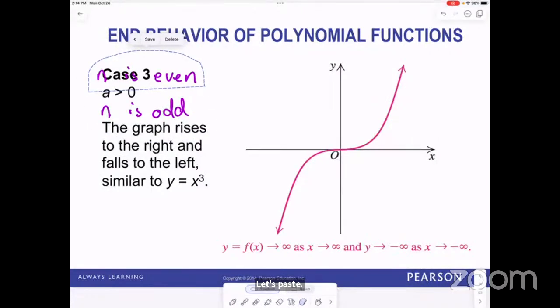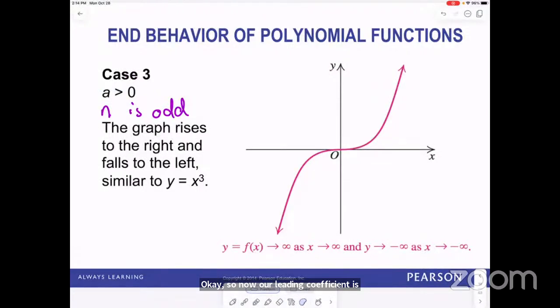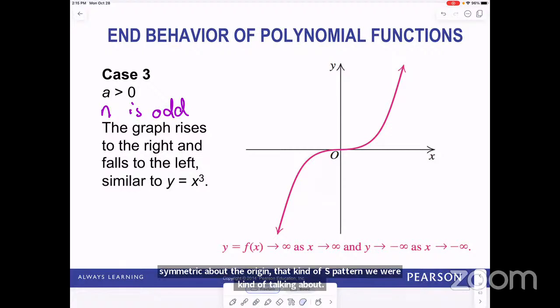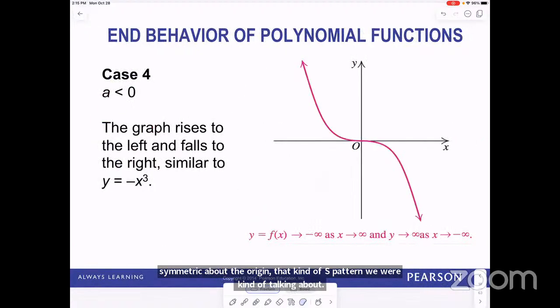Okay. So now our leading coefficient is positive, but now n is odd. So again, a positive a means we go up to the right. But now the degree is odd, that means the other side does the opposite. So if we're going up to the right, the other side is going to go down to the left. Right? So it's kind of like being symmetric about the origin, that S pattern we were talking about. And then lastly, when our a is negative and n is odd.